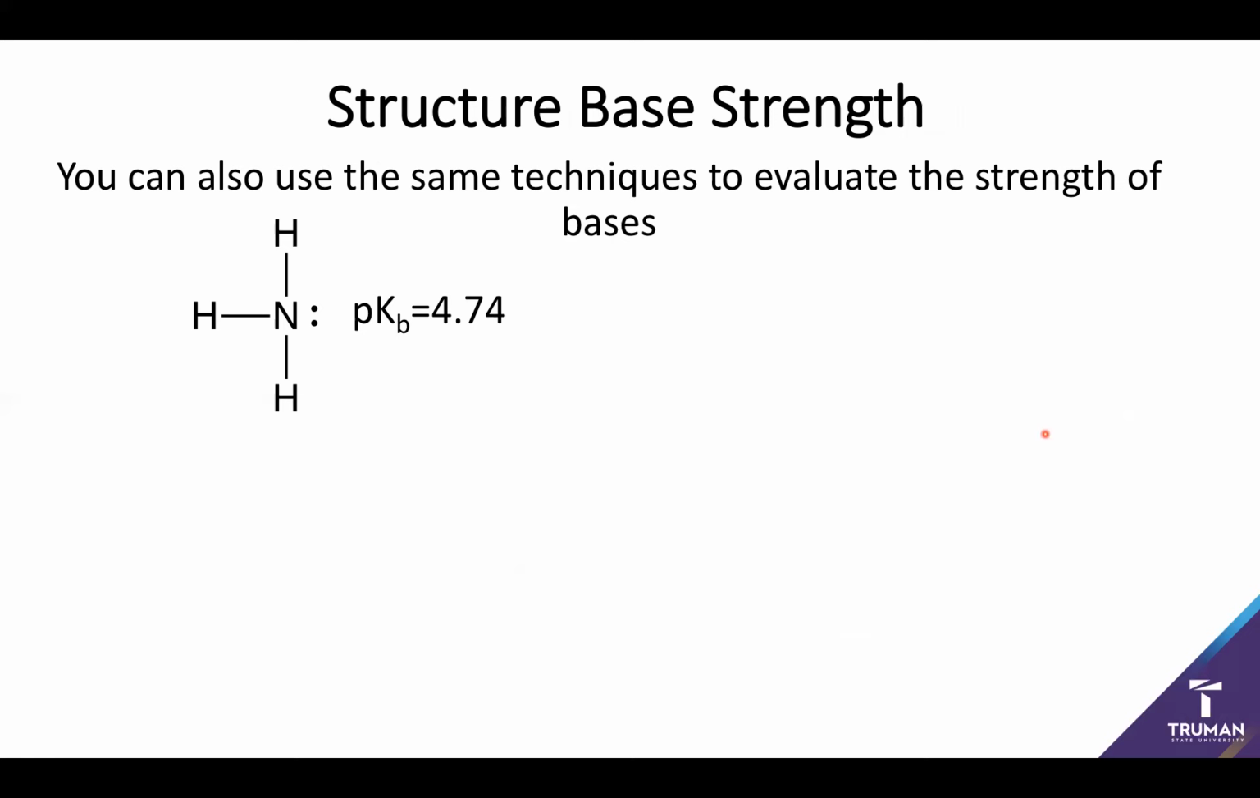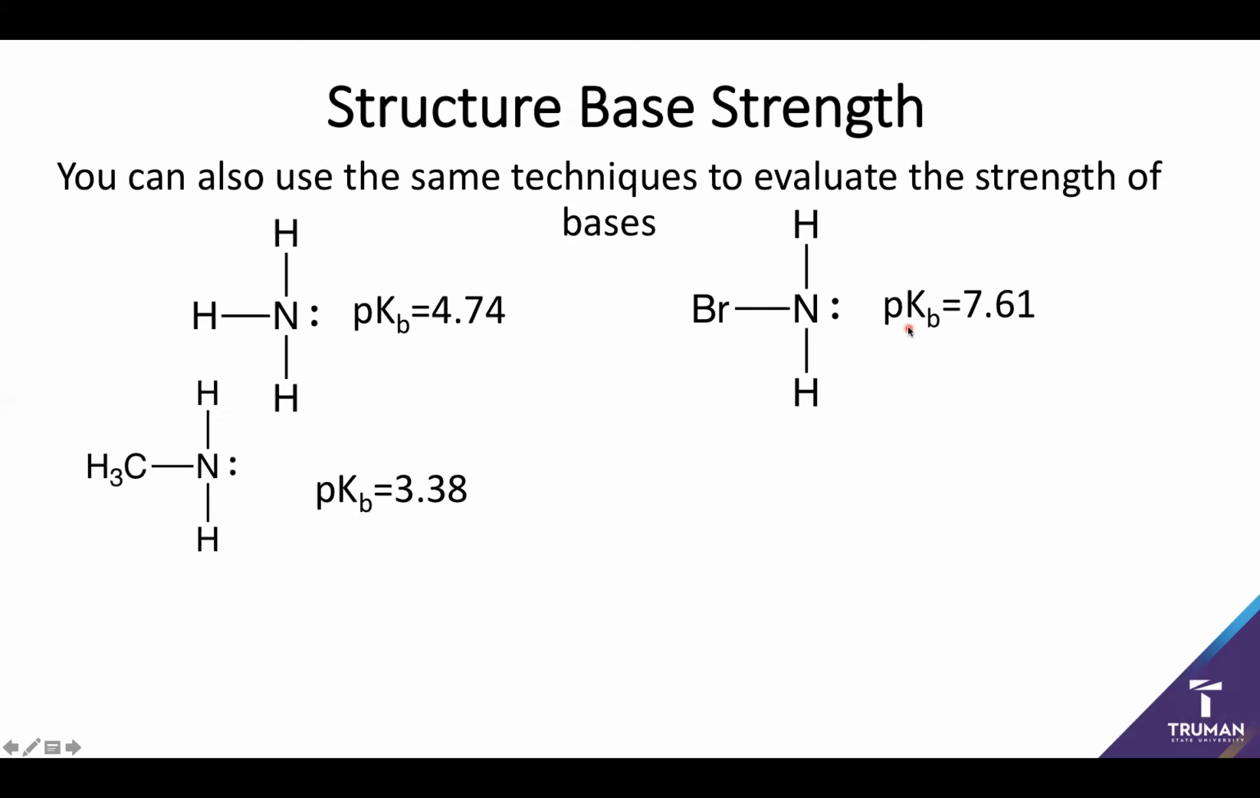However, now what we're going to see is some very inverse trends. So if I put an electronegative group onto this amine, well, now that electronegative group is trying to pull electrons away from that nitrogen. So that means that lone pair can't reach out and grab a proton nearly as well. So the pKb goes up. It's not going to be as good of a base.